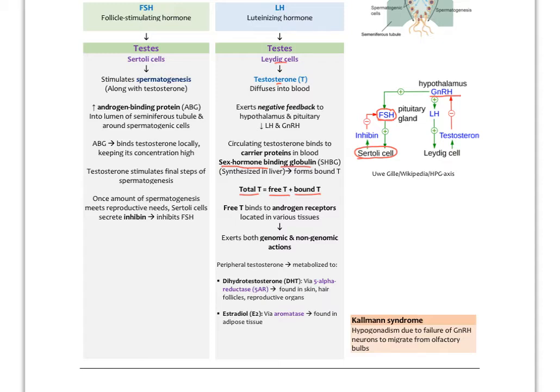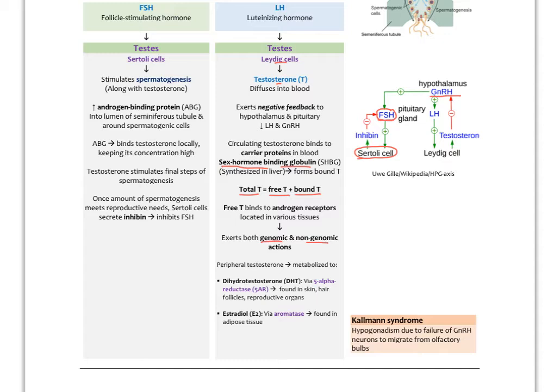And this is going to exert both genomic effects. It's going to bind to an intracellular steroid receptor, which will cause increased gene transcription and translation into different anabolic proteins. And it will also stimulate non-genomic effects. There is a membrane-bound androgen receptor, and that tends to stimulate more enzyme pathways within the cytoplasm. So this is what we mean by genomic and non-genomic actions, and we'll go over that later.